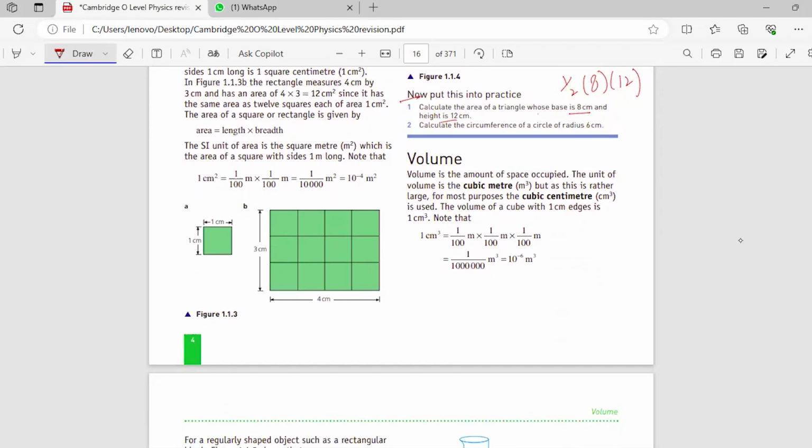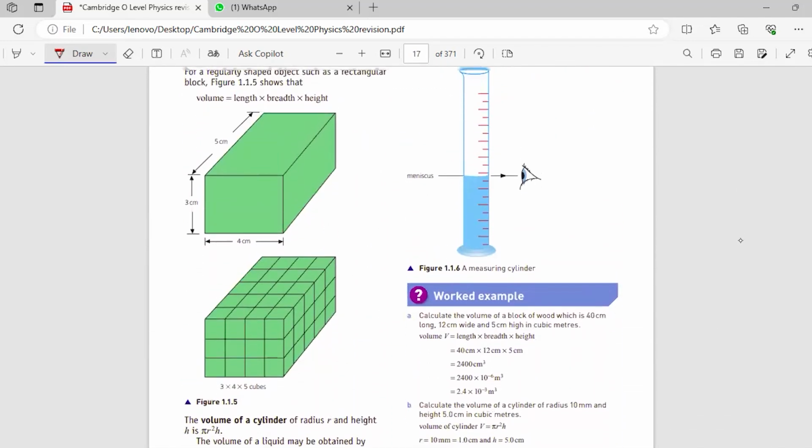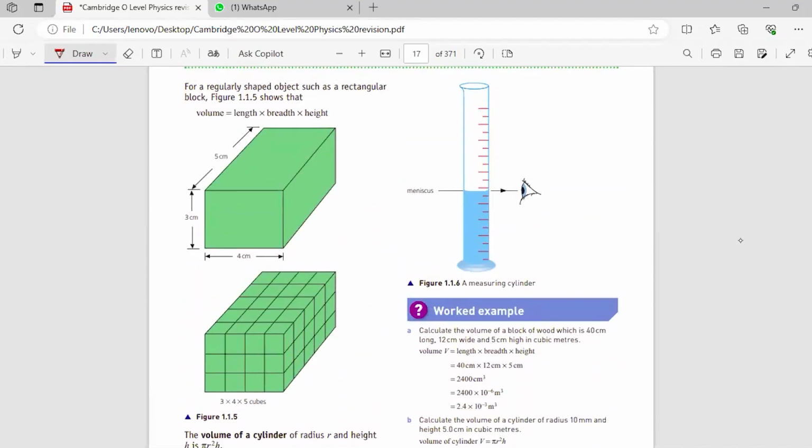The volume of objects. If the object is a cube or cuboid, the volume is L cube, that is length into width into height. If it is a cylinder, we will use pi r square for the area of the base into the height of the cylinder. That will give us the volume of the cylinder. And to find the volume of a liquid, the measuring cylinder is used.